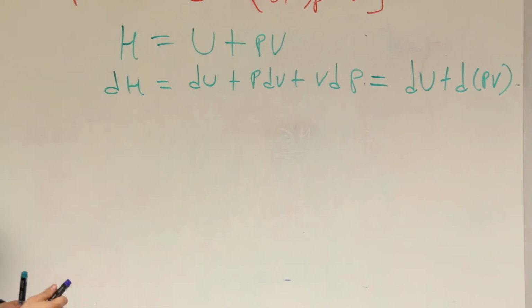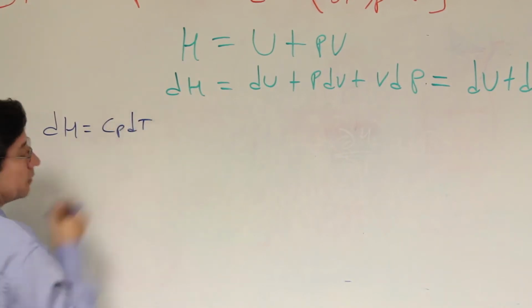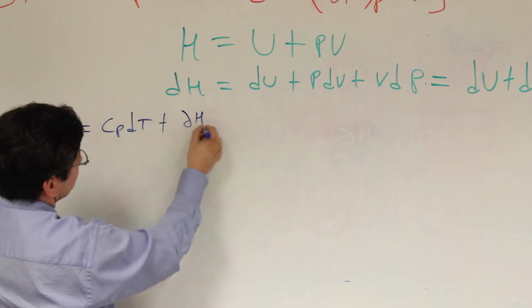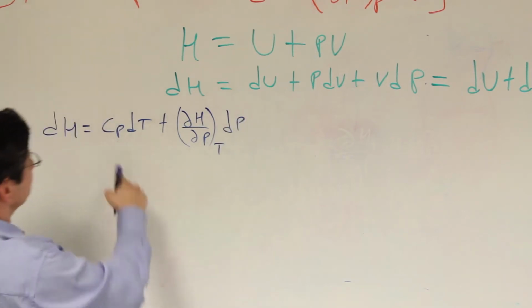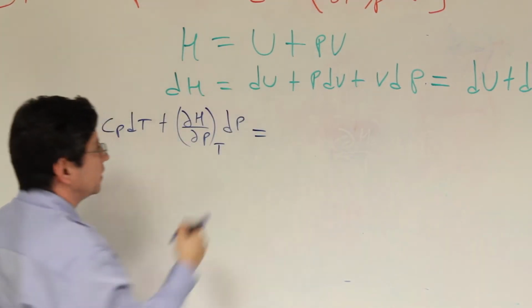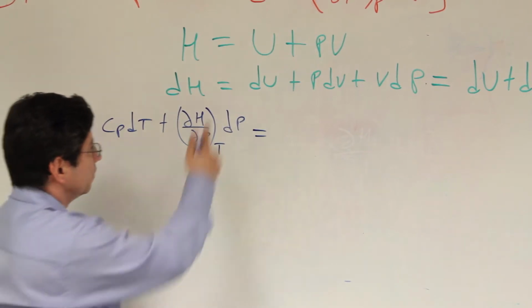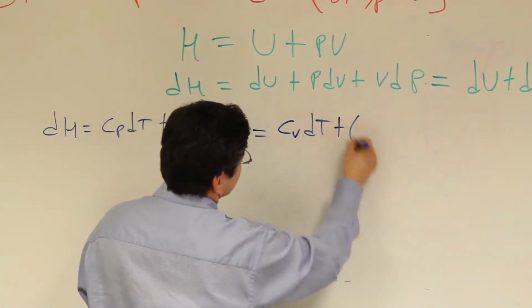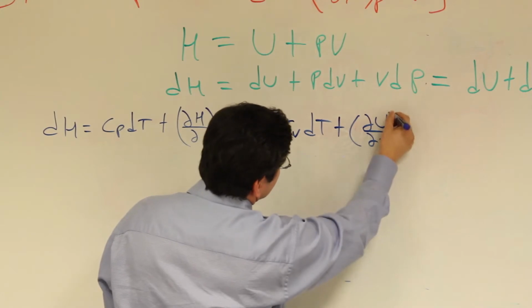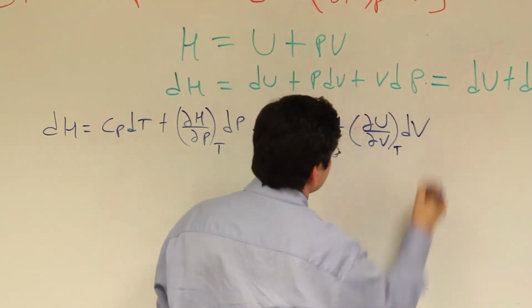dH. What have we learned about dH? Well, we learned that dH is equal to Cp dT plus (dH/dP) at constant temperature dP, right? So that is dH, and that's equal to dU. What have we learned about dU in past videos and in past lectures? Well, dU is equal to Cv dT plus (dU/dV) at constant temperature times dV. And why is that?